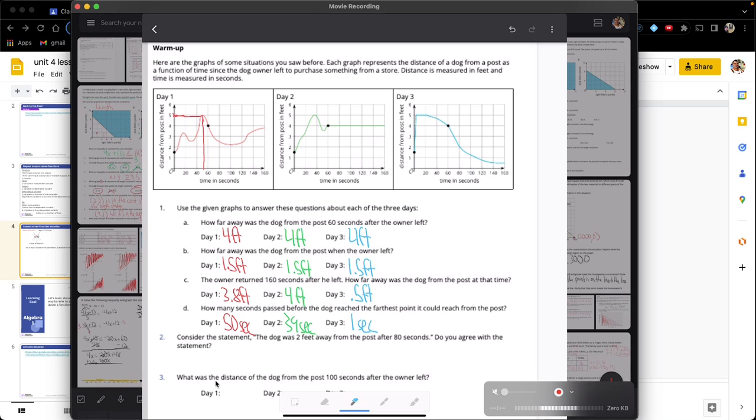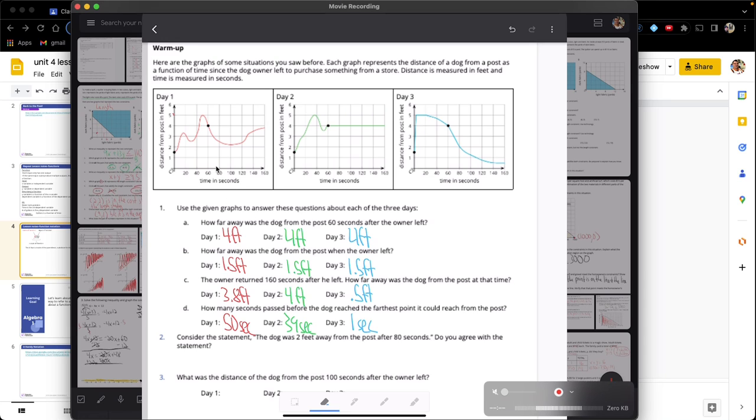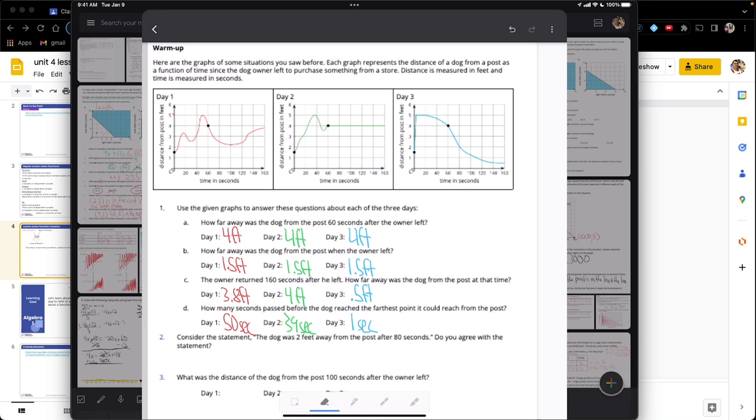Number 2, consider the statement: the dog was 2 feet away from the post after 80 seconds. Do you agree with the statement? So if I look at 80 seconds on day 1, it's definitely not 2 feet. It's more like 2.5 feet. On day 2, after 80 seconds, it's at 4 feet from the post. And at day 3, 80 seconds, it is at 2 feet. So to answer the question, do you agree with the statement? The answer is yes, I do agree.